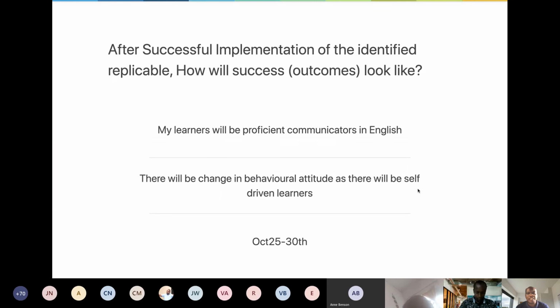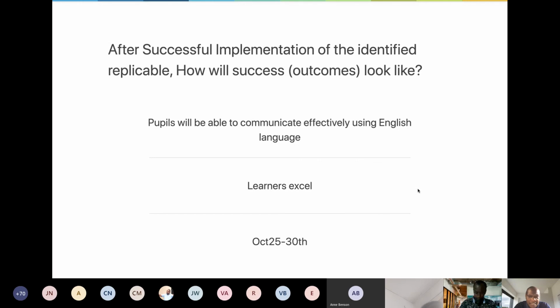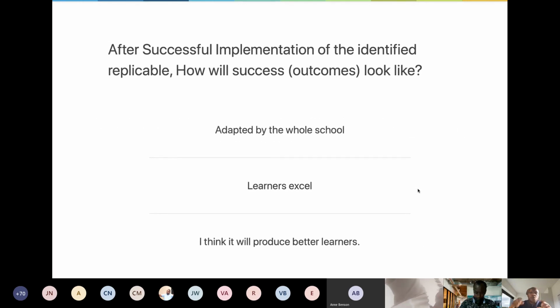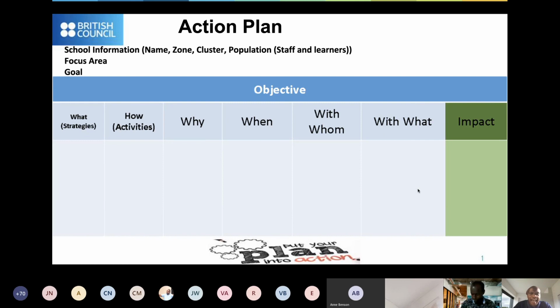My learners will be proficient communicators in English, thank you. There will be change in behavioral attitude. People will be able to communicate effectively in English, excellent. So it's good that you describe your outcome with clarity. Because the next thing, which is your action plan, now what we have done, we have been able to do an action plan, and we have what, how, why, when, with whom, with what, and success.